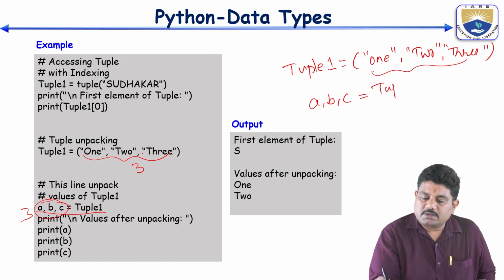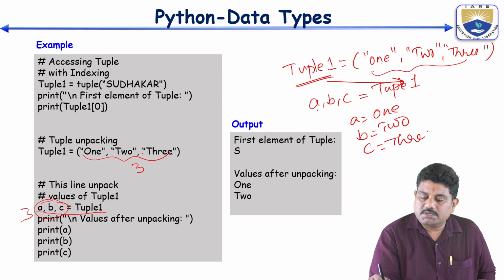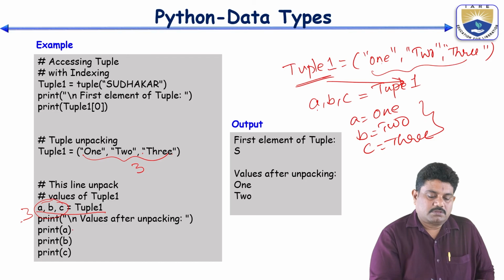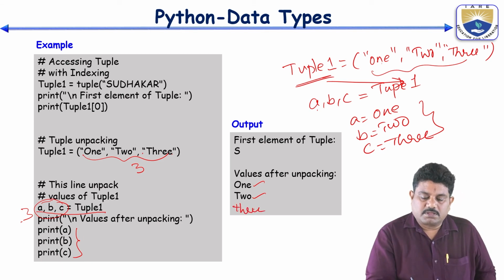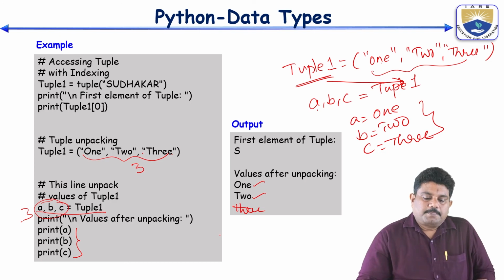So assign tuple 1 here. The same tuple you are passing here. Now in A, 1 will be stored. In B, 2 will be stored. In C, 3 will be stored. Like that, you can unpack the tuple. See, while printing A, comma B, comma C, it is giving 1, 2, and 3 is also there. Okay, that is how you can unpack variables.